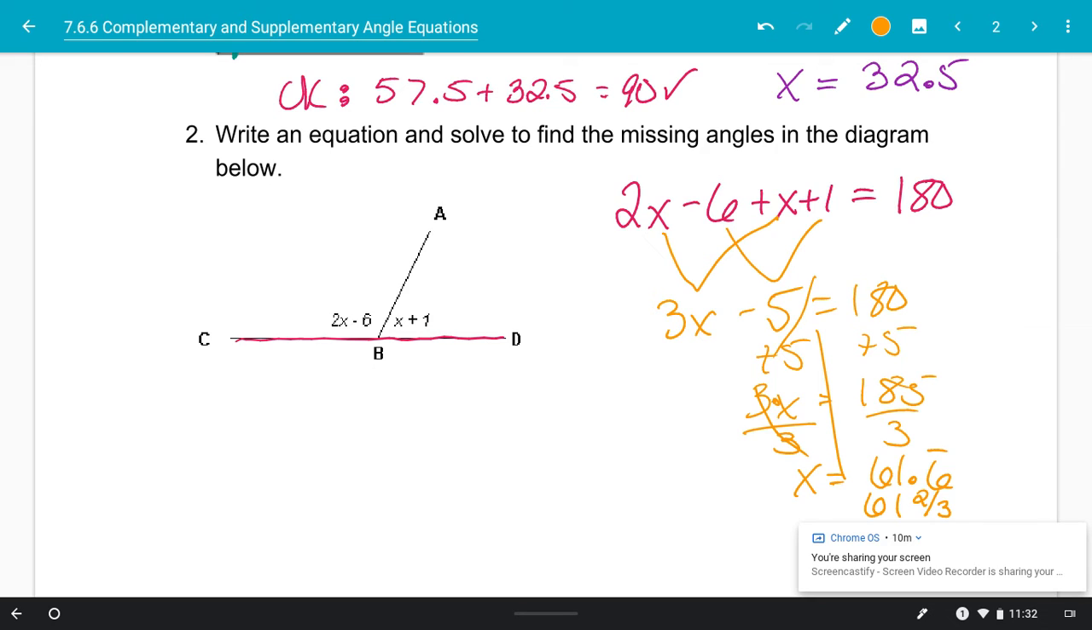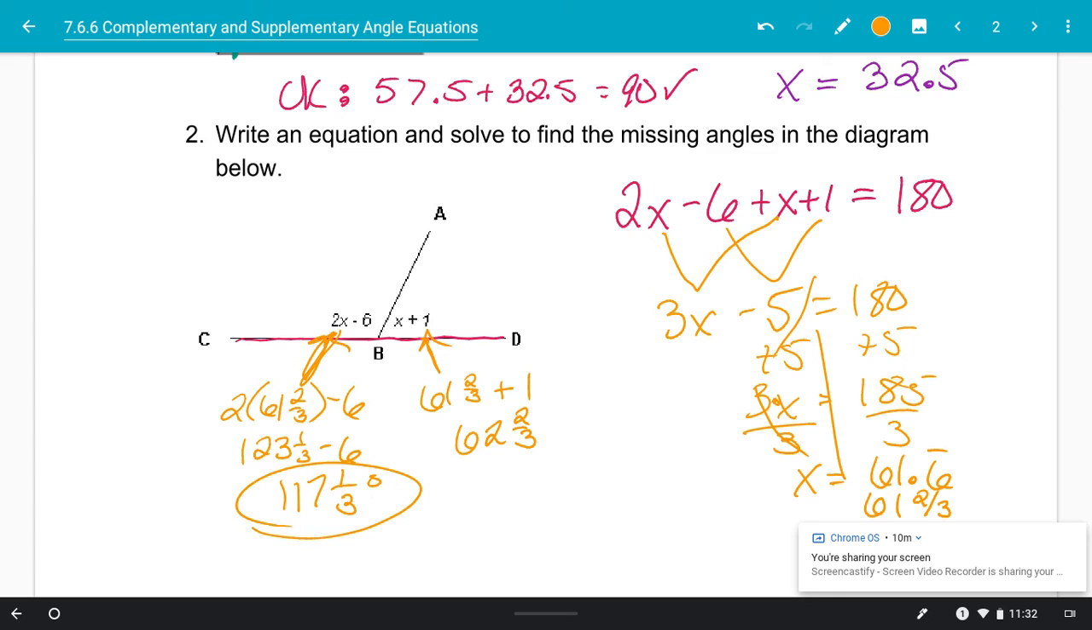So we know that 0.6 repeating is the same as 2/3. So my first angle over here, I can do 61 and 2/3 plus 1 to get 62 and 2/3. Over here, I'm going to do 2 times 61 and 2/3 minus 6. We can multiply that to get 123 and 1/3 minus 6. We can always use our calculators for a lot of these. You can type those mixed numbers in, and we get 117 and 1/3.